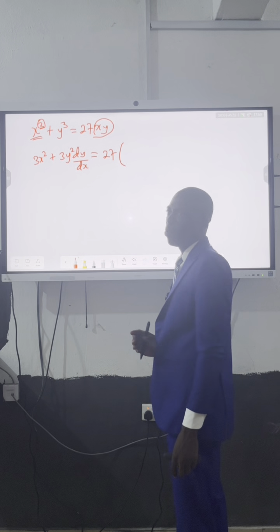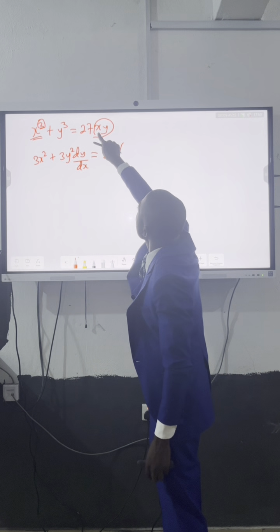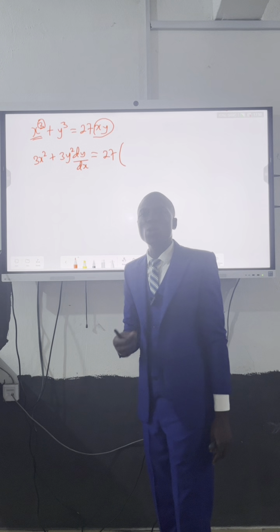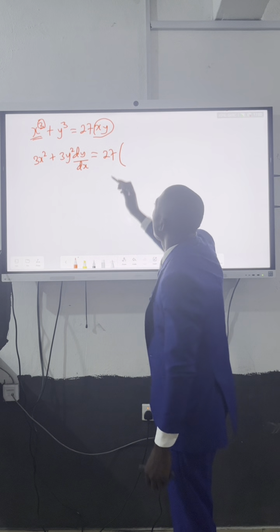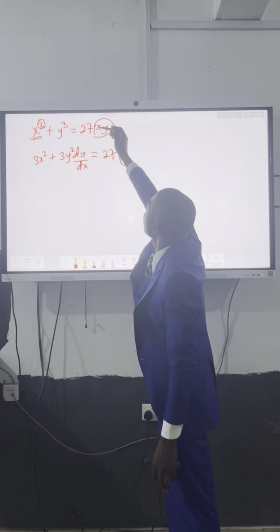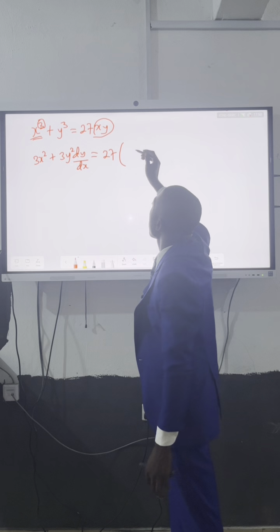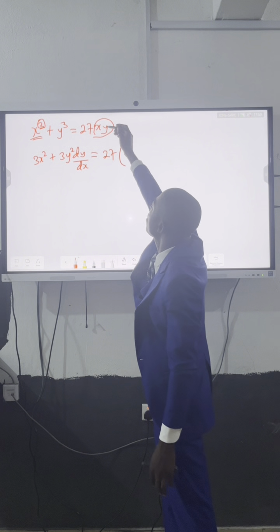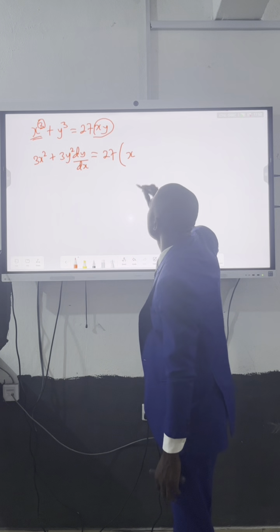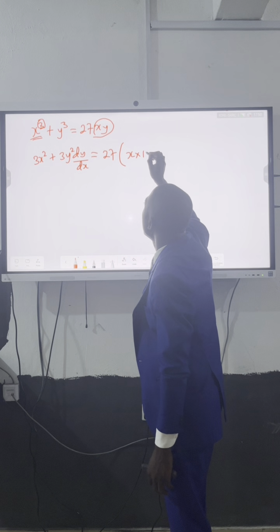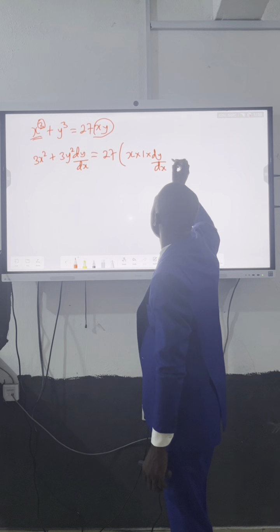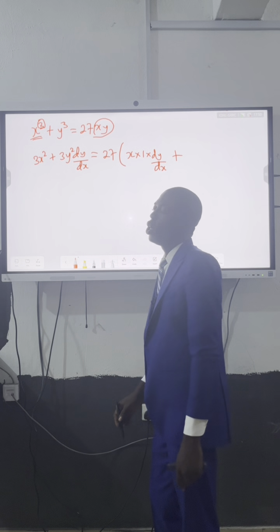Now, listen attentively, please. Because xy means x times y, we're going to apply the product rule of differentiation. How? I have factorized it. I've kept the 27 outside. Now, keep x constant and differentiate y. So x should stand there. If you differentiate y, you're going to get 1. Then, because it is y, attach dy/dx. Then plus.